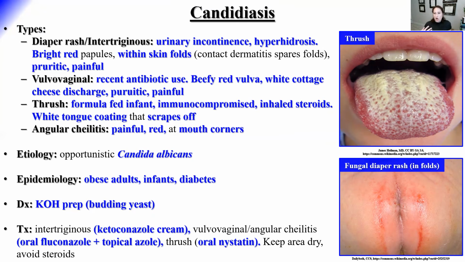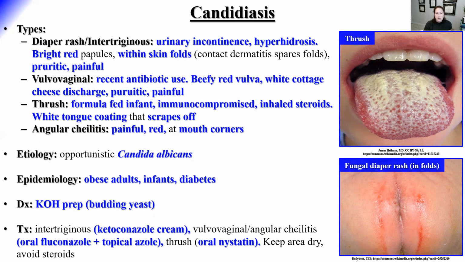Vulvovaginal, they get this kind of cottage cheese white vaginal discharge, very beefy red vulva. It's very painful. It's very pruritic, highly associated with antibiotic use because that clears out the normal vaginal flora and they get this overgrowth of Candida. Thrush is that top picture there. Most commonly in formula-fed infants, but it can also be in immunocompromised adults or people who use inhaled steroids for things like asthma. It's a white coating on the tongue that can be scraped off.